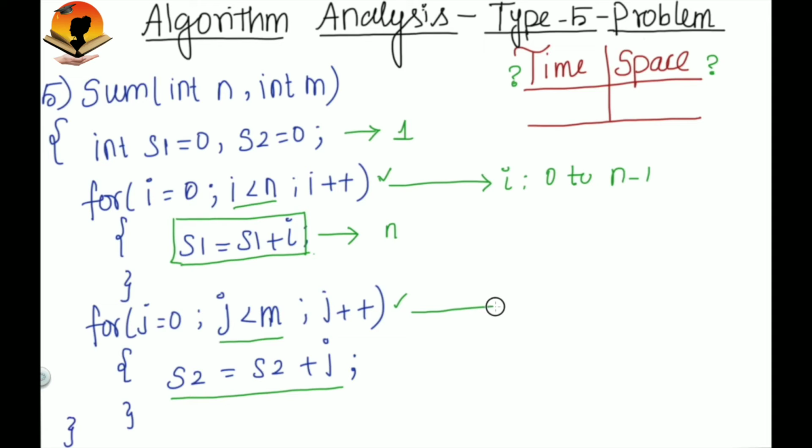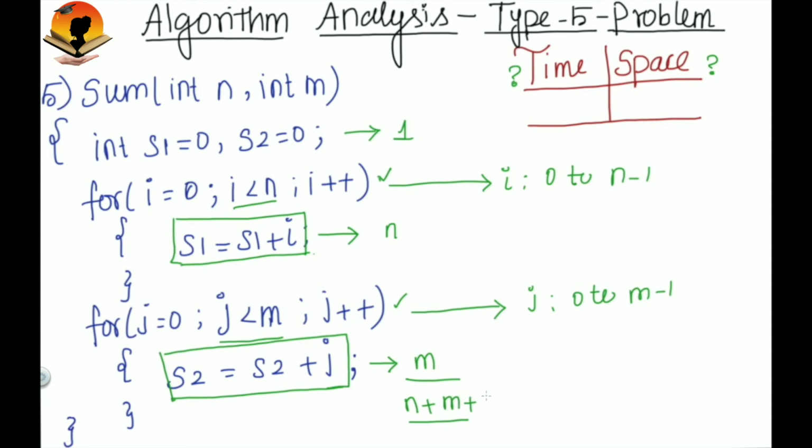And then in the second loop also we are having less than condition only. So j ranges from 0 to m minus 1 and therefore this statement will be executed m times and the time unit for this statement is m. Now, the total time unit is n plus m plus 1. As we already discussed in lecture 1 that the priori analysis will ignore the constant term and consider only the higher order terms. So, we can ignore this constant term.